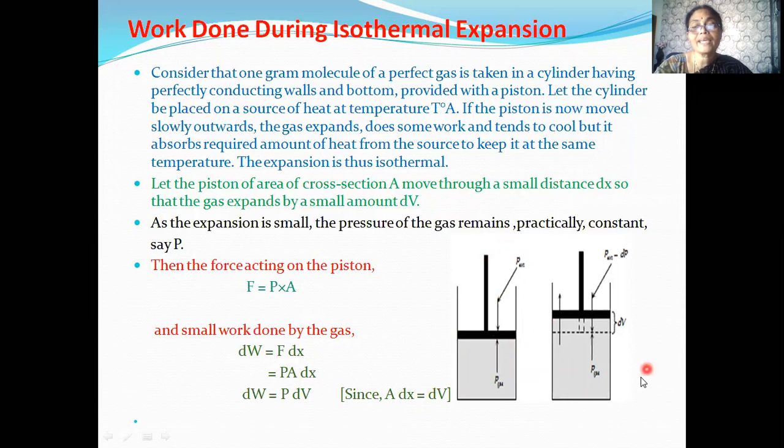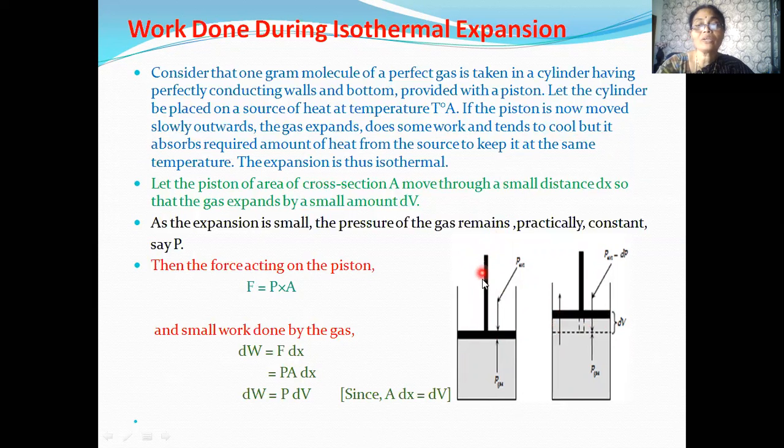When the gas expands, there is change in volume dV. As the gas is expanding, this gas tends to cool, but it absorbs the required amount of heat from the source so that it keeps the temperature constant. As the temperature is remaining constant, we can say it to be an isothermal expansion process. Now, let us consider the piston is having a cross-sectional area A.